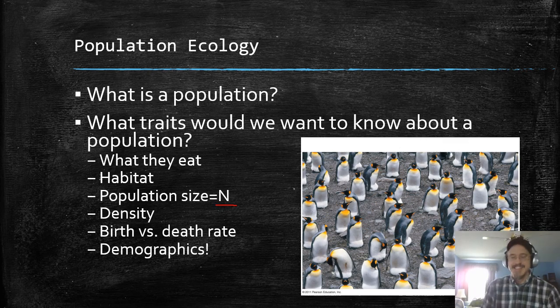We might look at density. So how many penguins are there per hectare? So that's what density is: number per unit of area. We might look at the birth rate and the death rate. So a lot of these things are essentially what we call demographics, the study of the traits of that population.